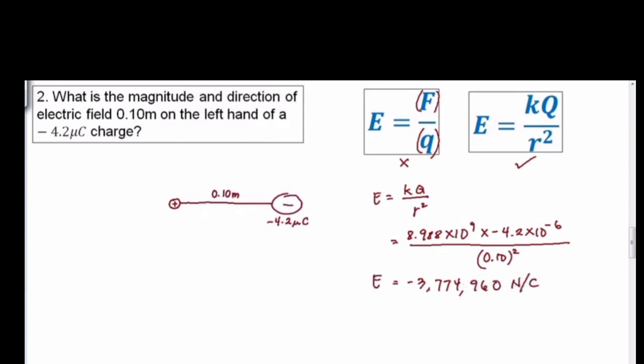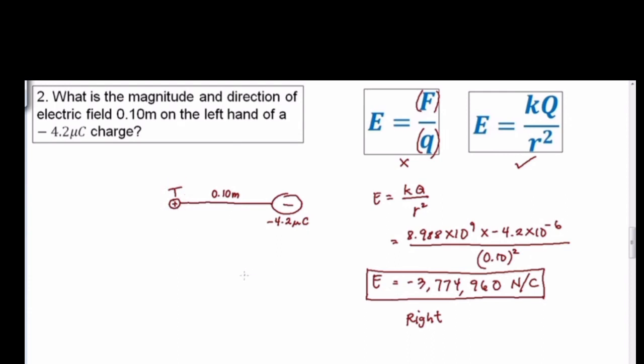So, in conclusion, the direction, since ito yung test charge natin, so saan pupunta? Kakanan siya kasi attractive sila. So, we have a positive test charge and negative test charge. So, ang tendency, they are attractive. Kaya ang sagot dito ay to the right, to the right direction.